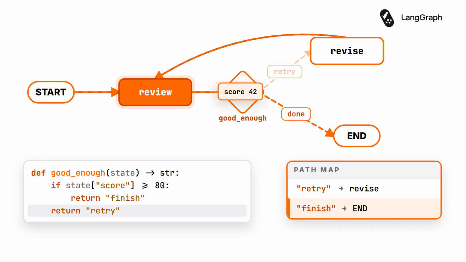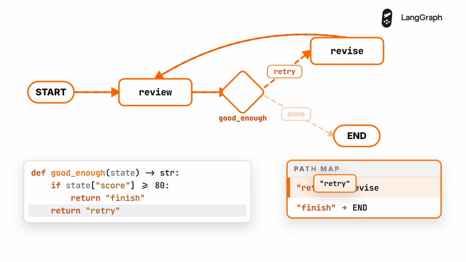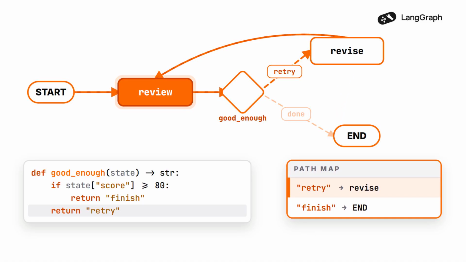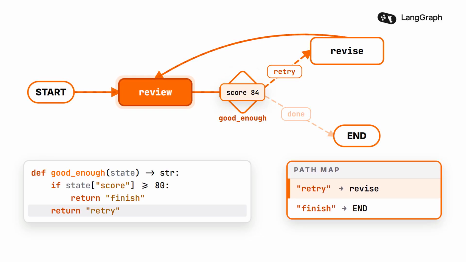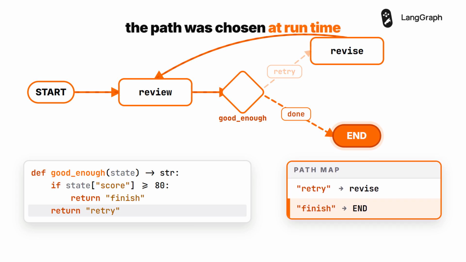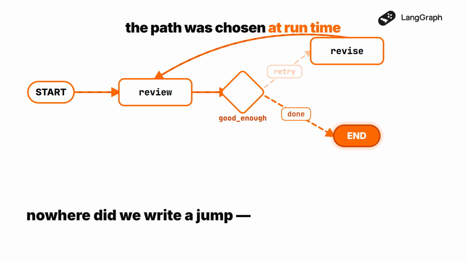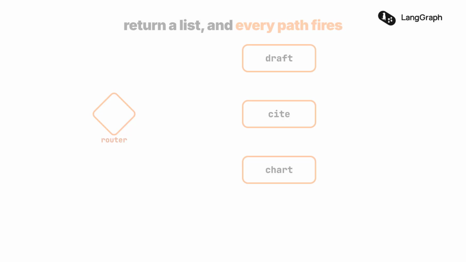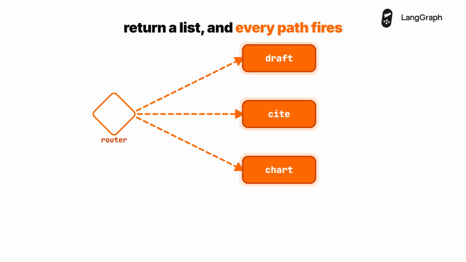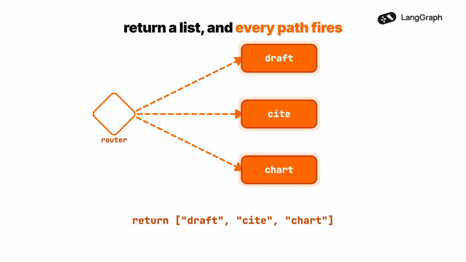Run it. Review scores 42, not good enough, so the router returns retry, and control moves to revise. Review runs a second time, scores 84, and now the router returns finish, which the map sends to end. 2 passes, 1 loop, and the path was chosen at runtime. Notice what is missing from the screen. Nowhere did we write a jump. The graph did the jumping. One more thing a router is allowed to do: return a list of keys rather than one, and the graph takes every matching path at once. Consider that your first taste of running branches on purpose rather than by accident.